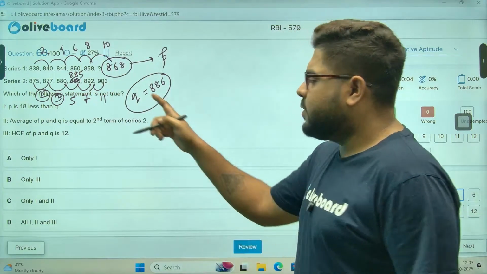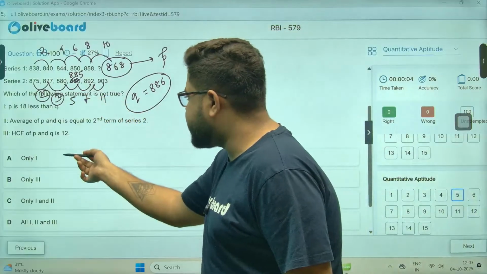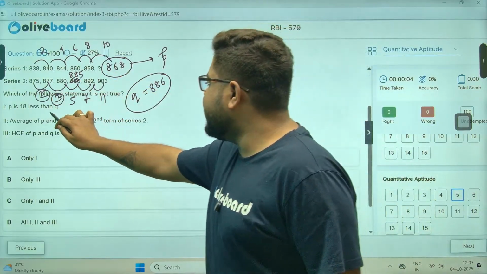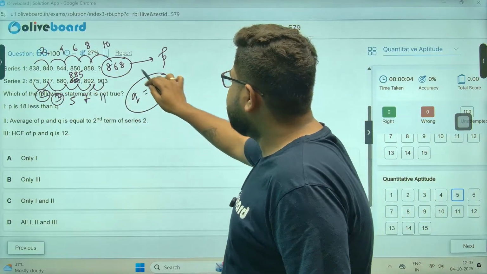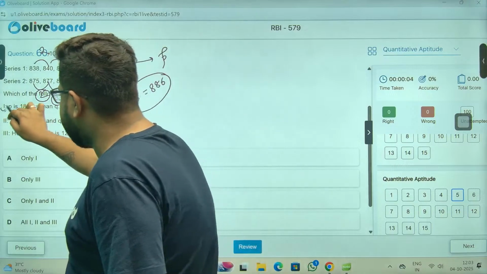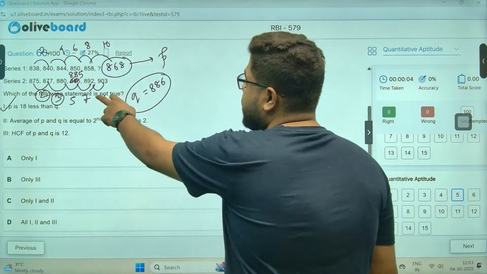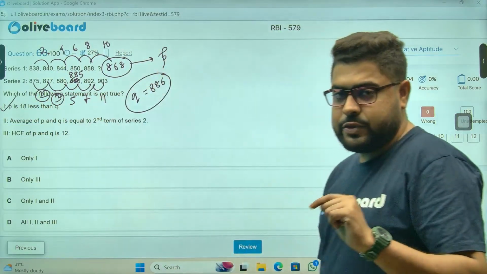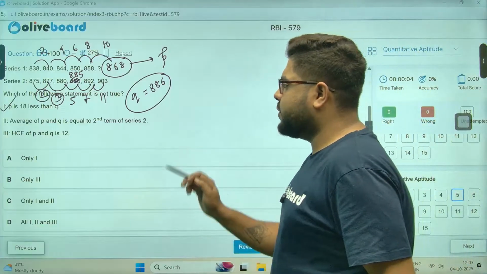Now they are asking which of the following, all three statements, which is true. P is 18 less than Q. Yes, sir, 18. So statement 1 is correct, sir. So they are asking which one is not true actually. Not true. So option 1 is not.